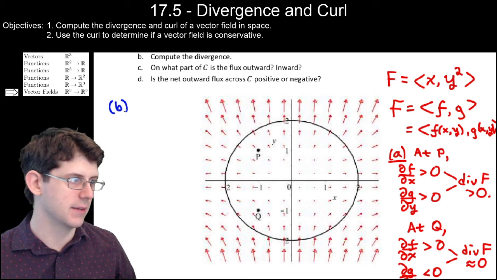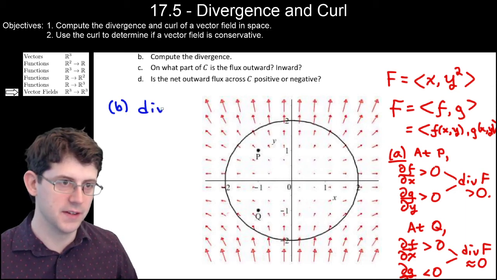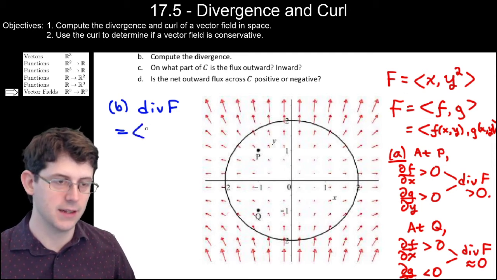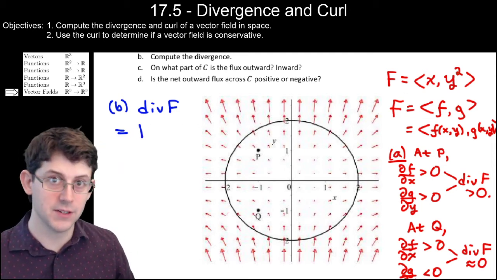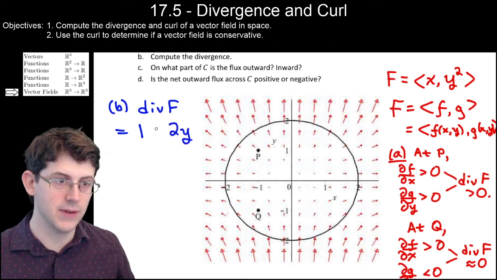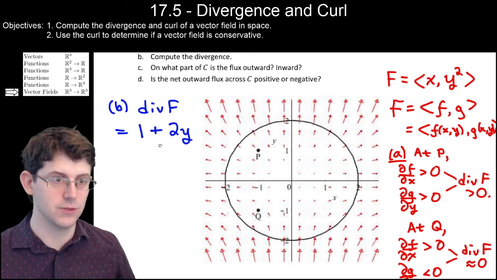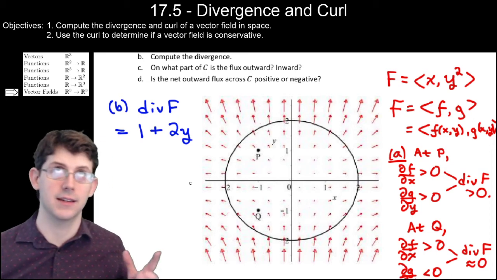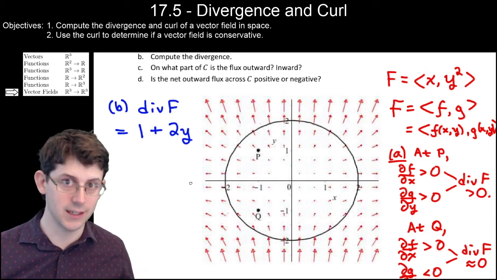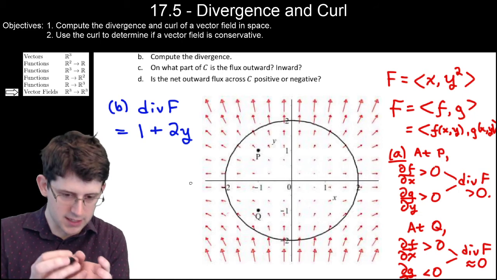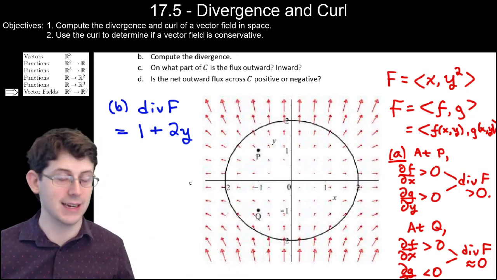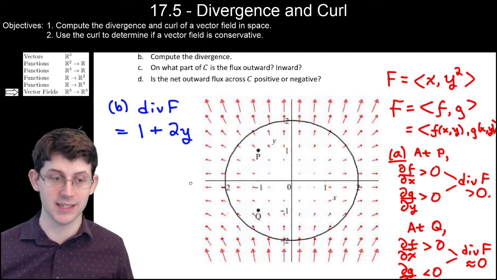So let's look at part B, compute the divergence. Well, the divergence of F is the x partial derivative of the x component, plus the y partial derivative of the y component, and you add them together. So the divergence is 1 plus 2y. Now, what does that mean? Well, the divergence is a scalar, and it tells you how much there's like a source of force at the point. You plug in a point, and it gives you a number that's like how much source there is at that point.